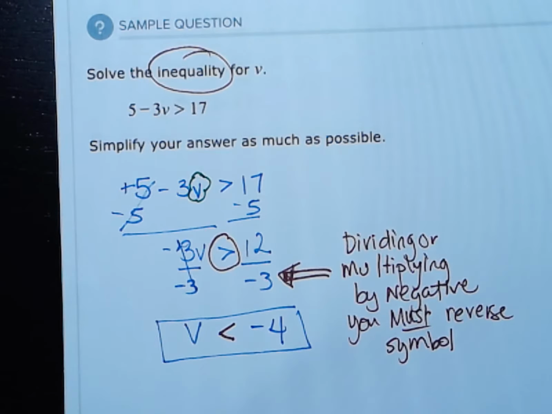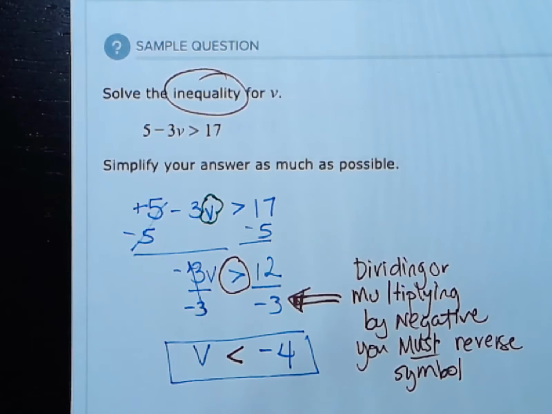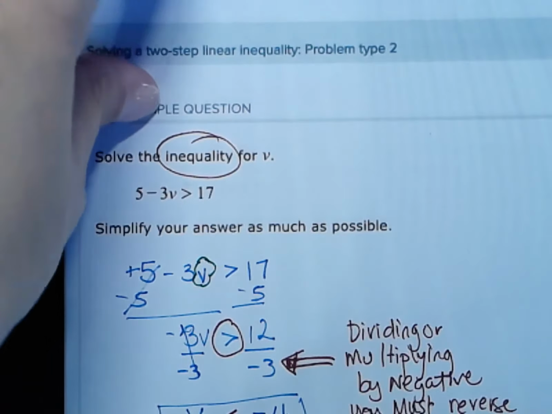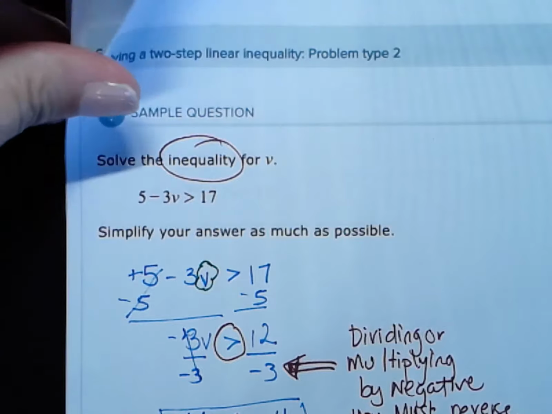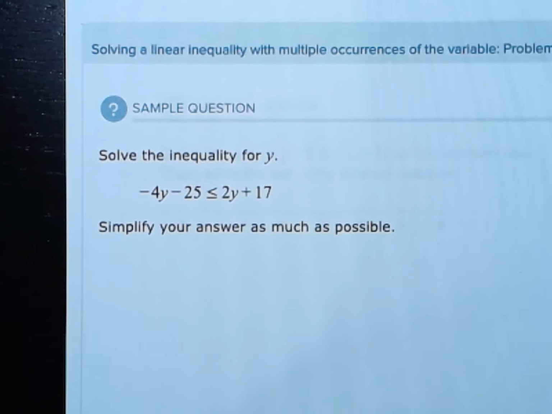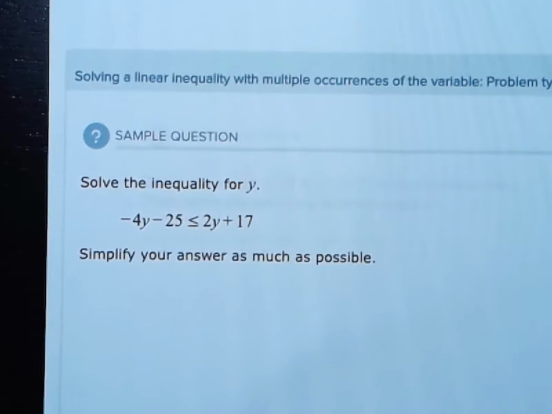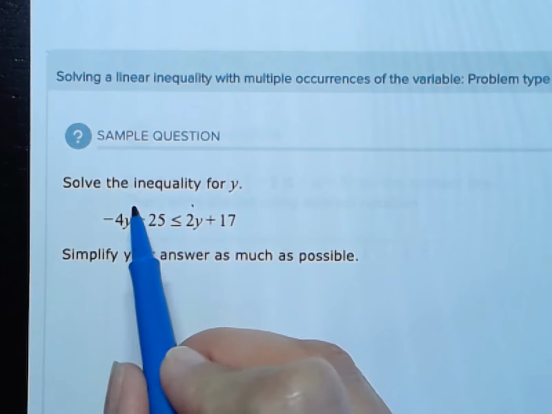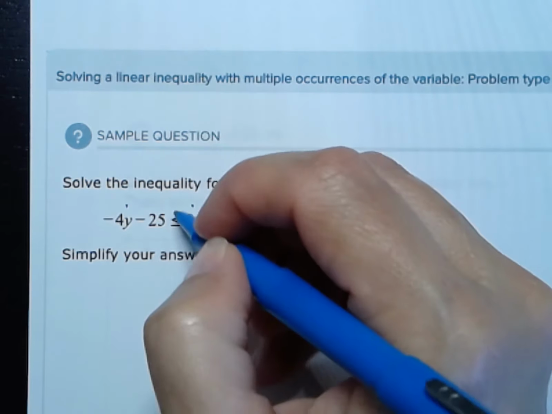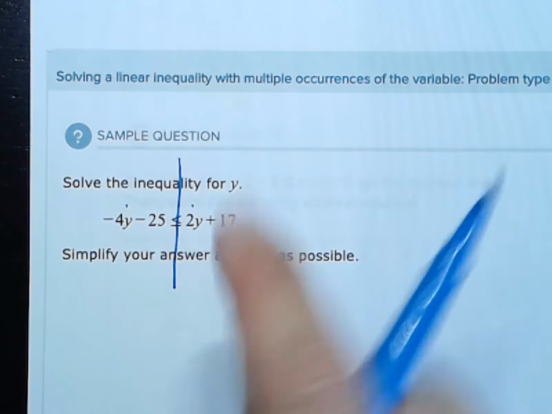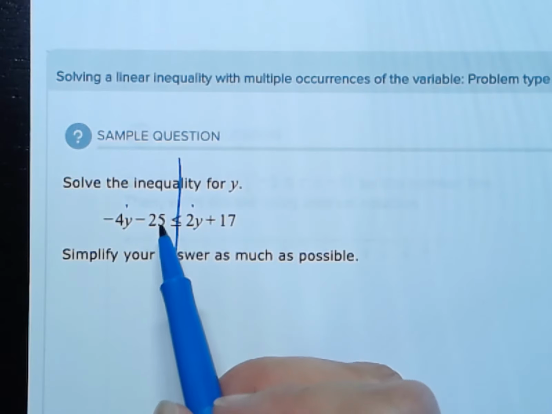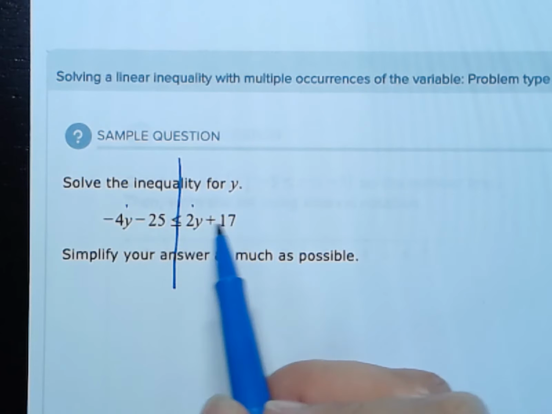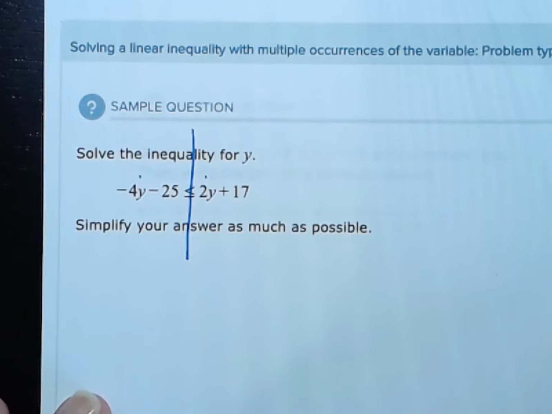Okay, now you are going to also run into some inequalities that have variables on both sides. So don't forget, you use all the same steps that you use when you are solving equations. Okay, your job is to get the variables on the same side. So think about this as like a wall right there. So all the y's have to be on one side, and all these numbers, they're called the constants. The constants have to be on the other.